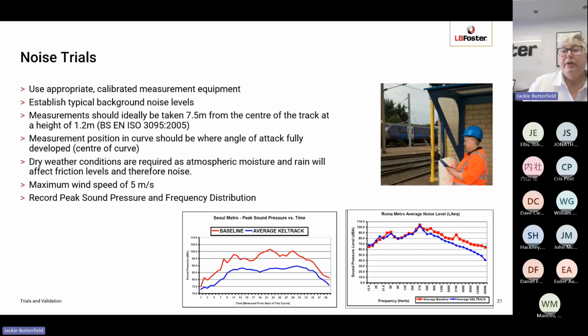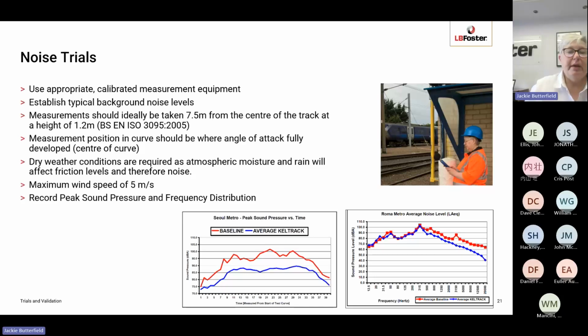So the position where you take the measurement from also is dictated. You should always take the measurement in the curve where the angle of attack is fully developed, so as close to the center of curve as you can possibly. Weather conditions can affect noise measurements significantly. So dry weather conditions are required. Any moisture or rain will affect the friction levels and therefore the noise levels. And the maximum wind speed of 5 meters per second should be applied for any noise measurements.